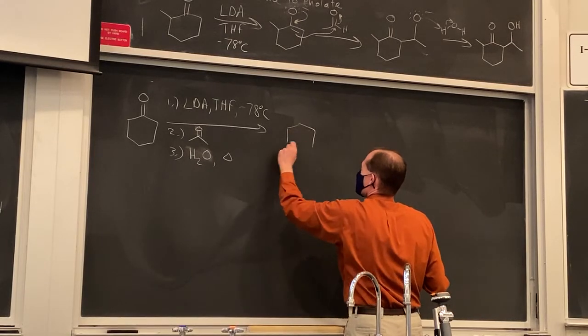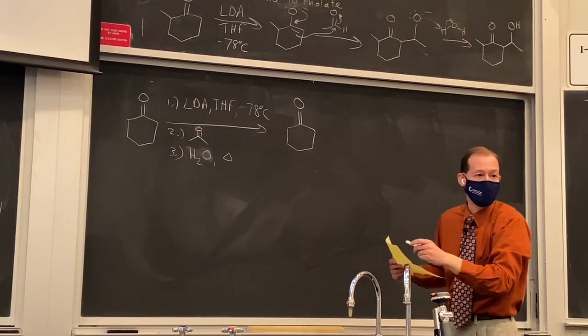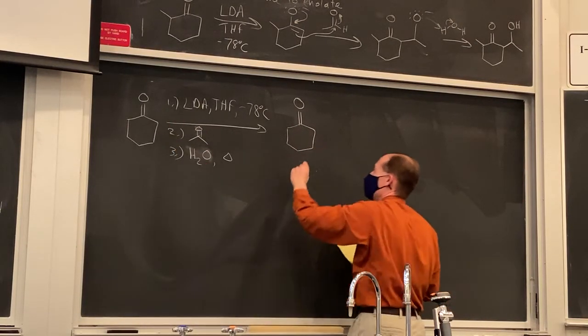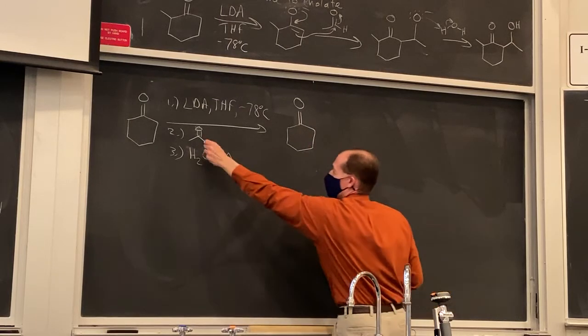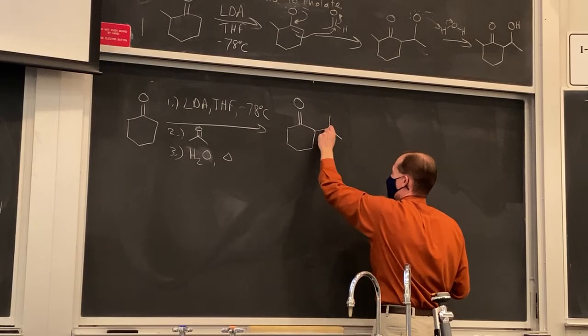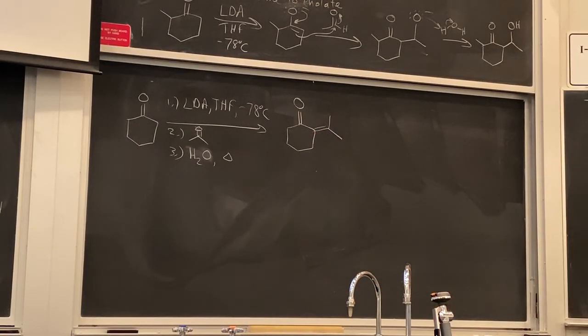That will give us a compound where we form a carbon-carbon bond between the alpha carbon of our cyclohexanone, right here, and the carbonyl carbon of our acetone. That was our carbonyl carbon of our acetone. And there's our double bond that we had. Okay? So as you see, this product is not the same as that product.